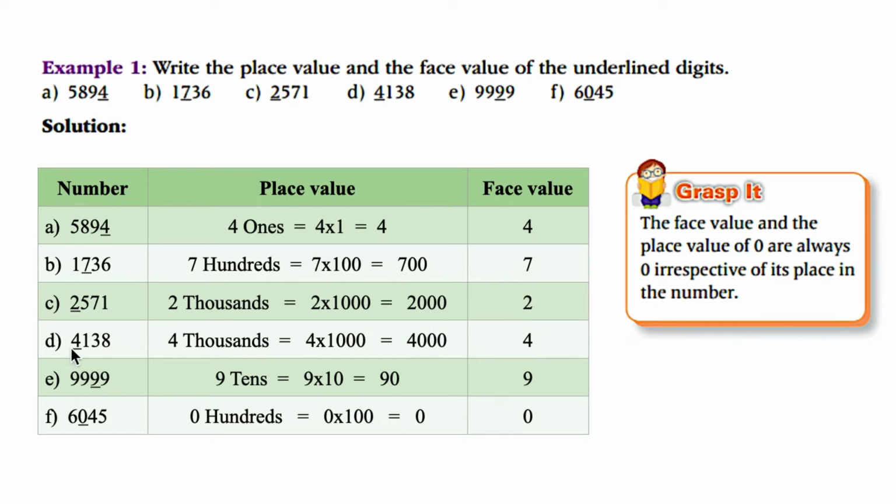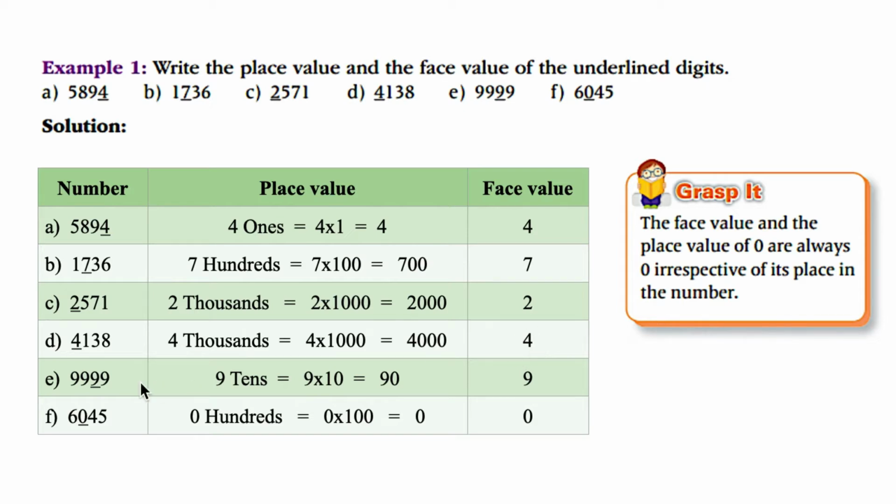Next we have over here this number, that is 4138. As you go through these numbers, read the numbers out loud, okay? So over here digit 4 is at thousands place. We have 4 thousands, that is 4 multiplied by 1000, right? 4 is the digit itself and multiplied by the value of thousands place, that is 1000. So 4 multiplied by 1000, 4 times 1000 is equal to 4000, 4 followed by 3 zeros. So this is the place value of digit 4 in this number, and face value will be the digit itself, so 4.